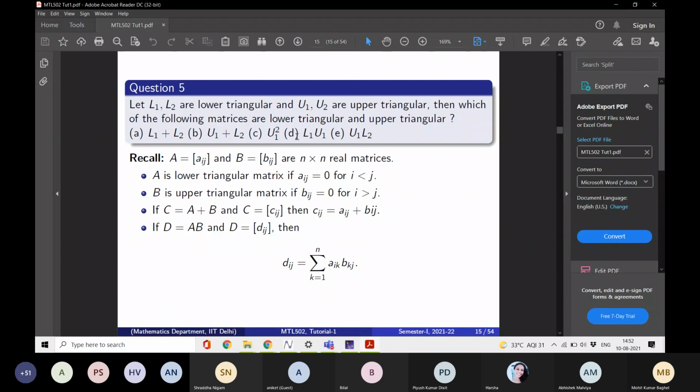But sir, if we get a single example which is contrary, then directly we can say it is not lower and upper. Yes, you can say.